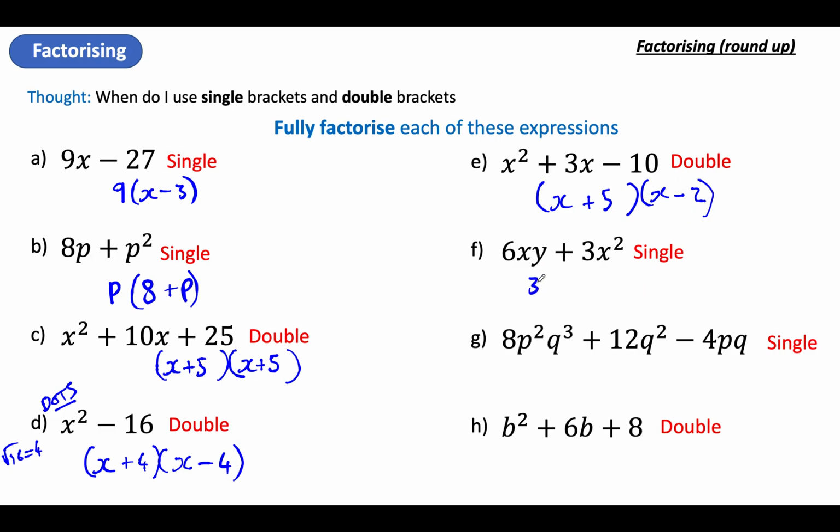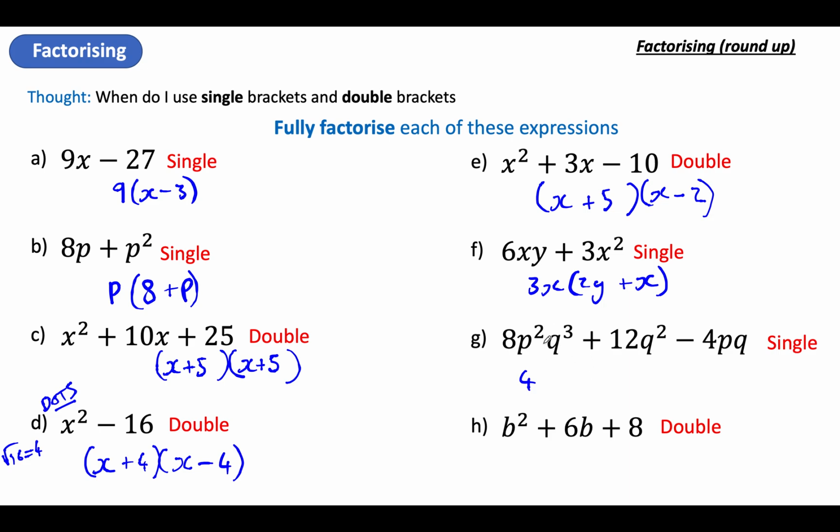Okay, highest common factor is 3. They share an x, so it would need to be 2. I've already got the x, so I need a y. And then 3x squared. Well, I've got 3x. I need to times it by another x to make the x squared. Single bracket, although this is a really big expression, actually, it's going to be a single bracket.